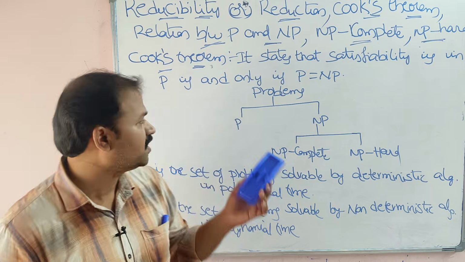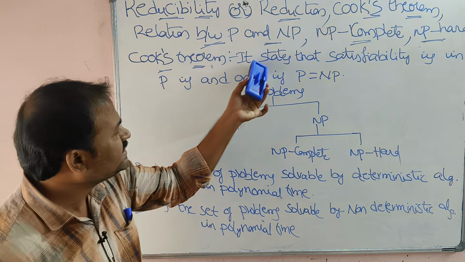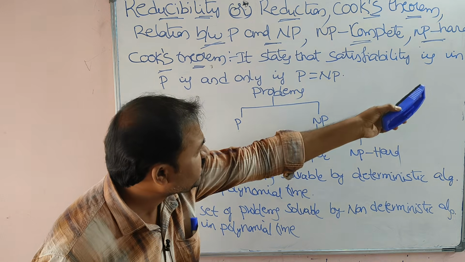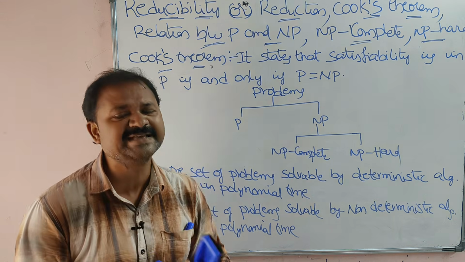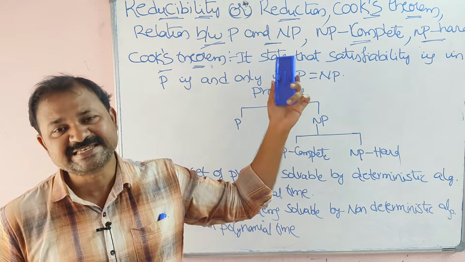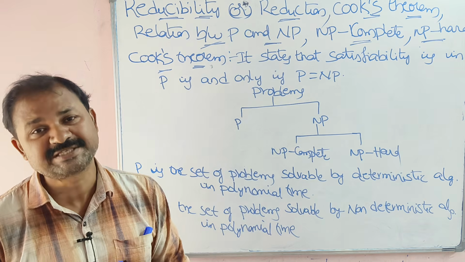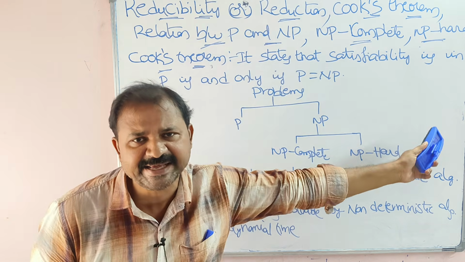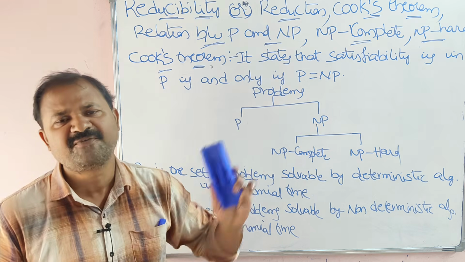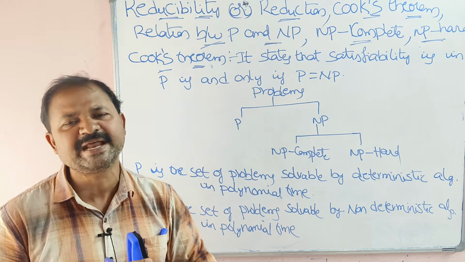Now let's see Cook's theorem. It states that satisfiability is in P if and only if P is equal to NP. So this is the definition for Cook's theorem. Cook's theorem states that satisfiability is in P if and only if P is equal to NP.